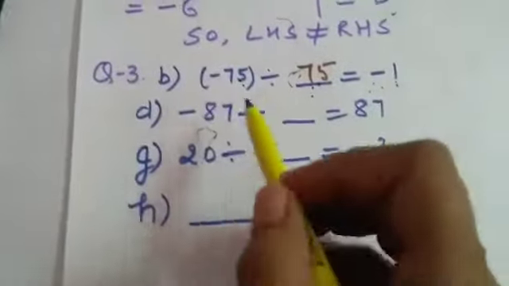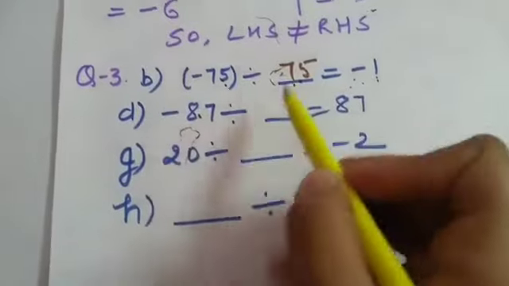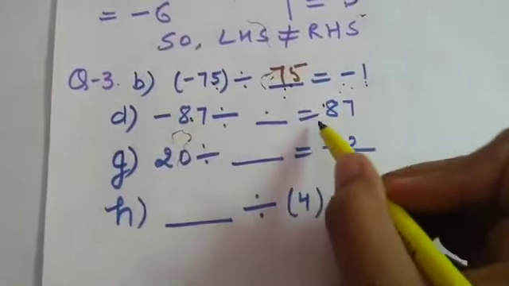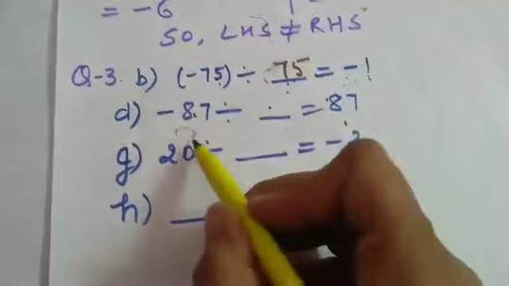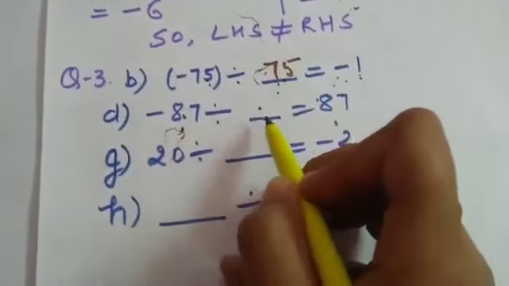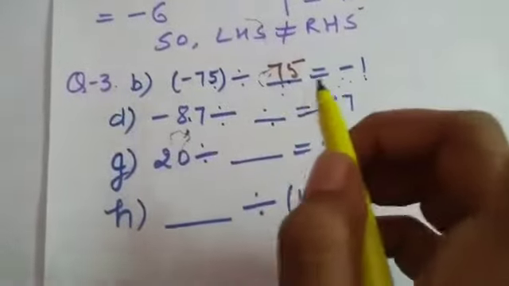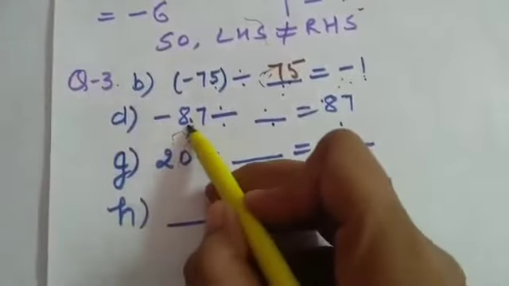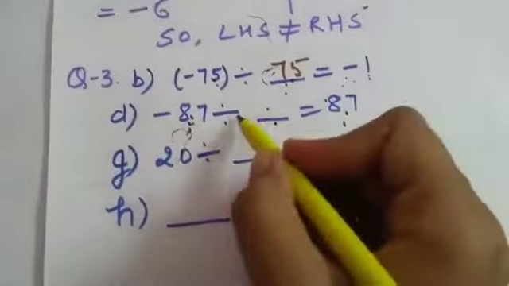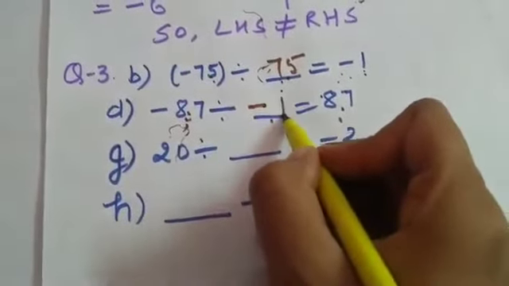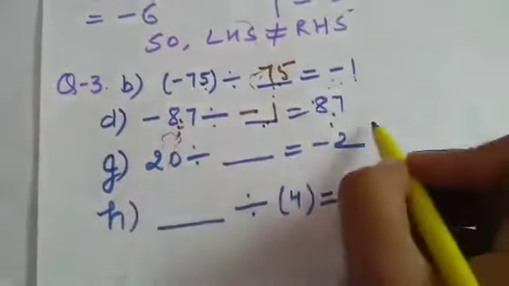So you will get minus 1. Here minus 87, same type, only here you are getting 87. So the same number divided by which number gives the same number? It is obviously 1. But you have to be sure with the sign also. Here it is minus and here it is plus, so it will be minus 1, because if you take 1, the sign will be negative.